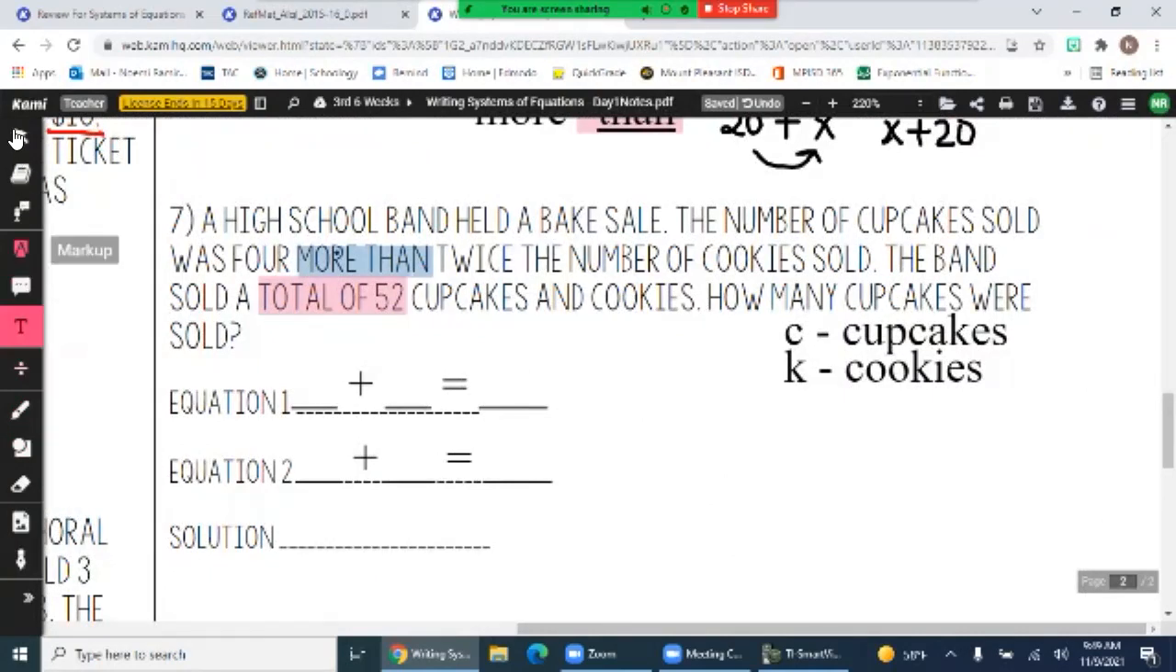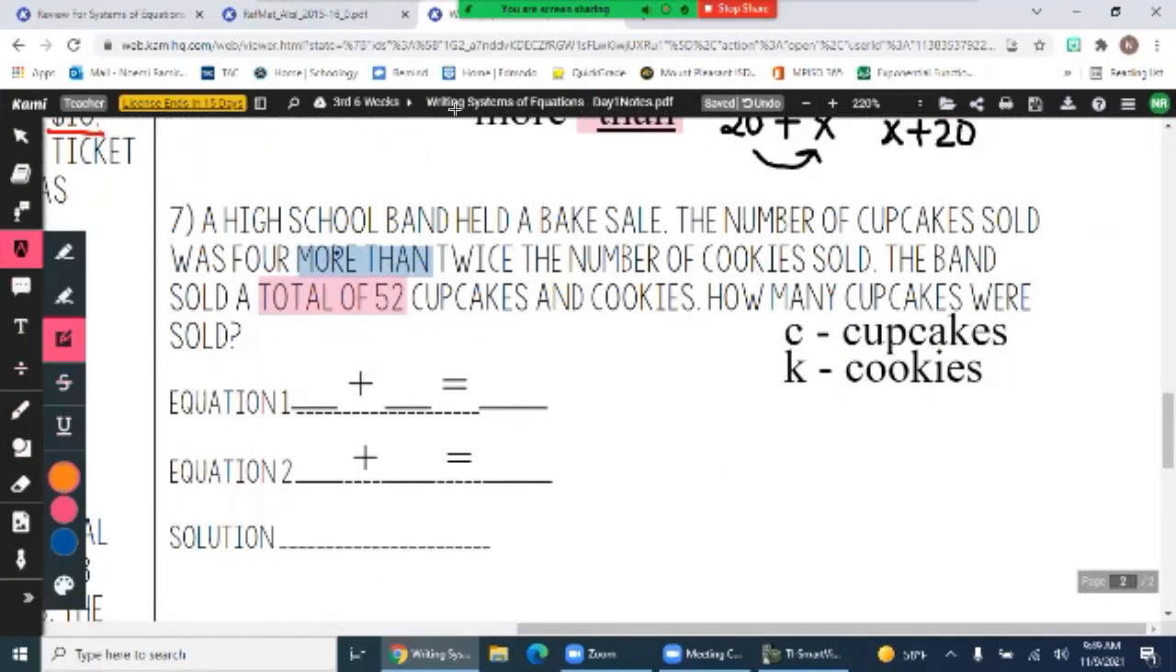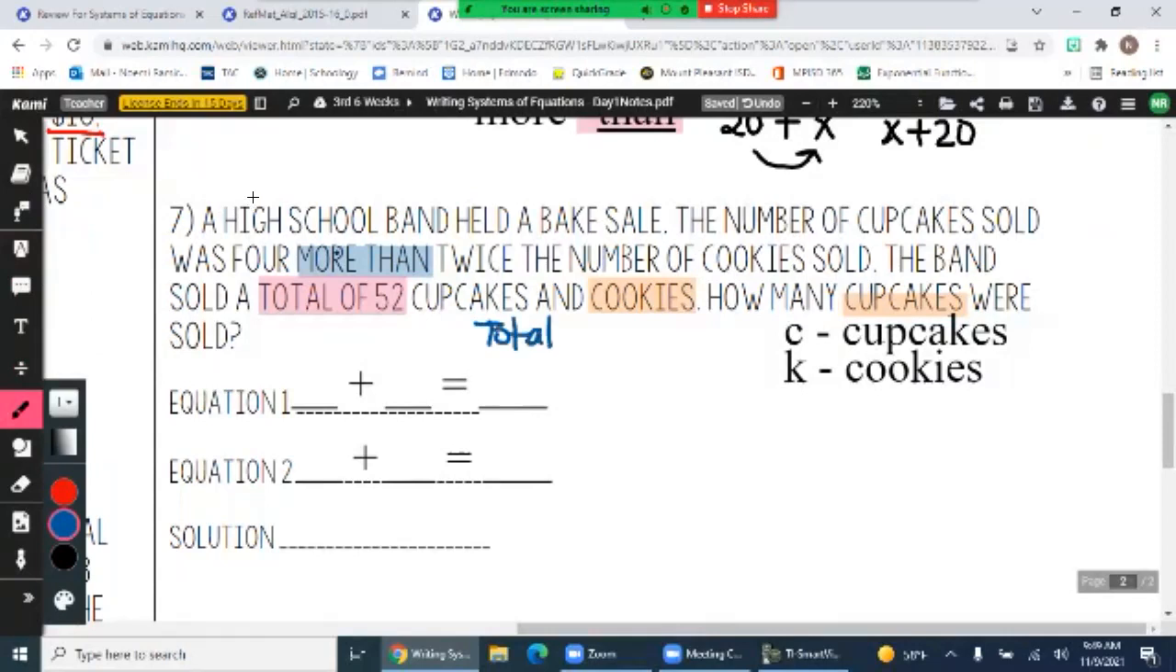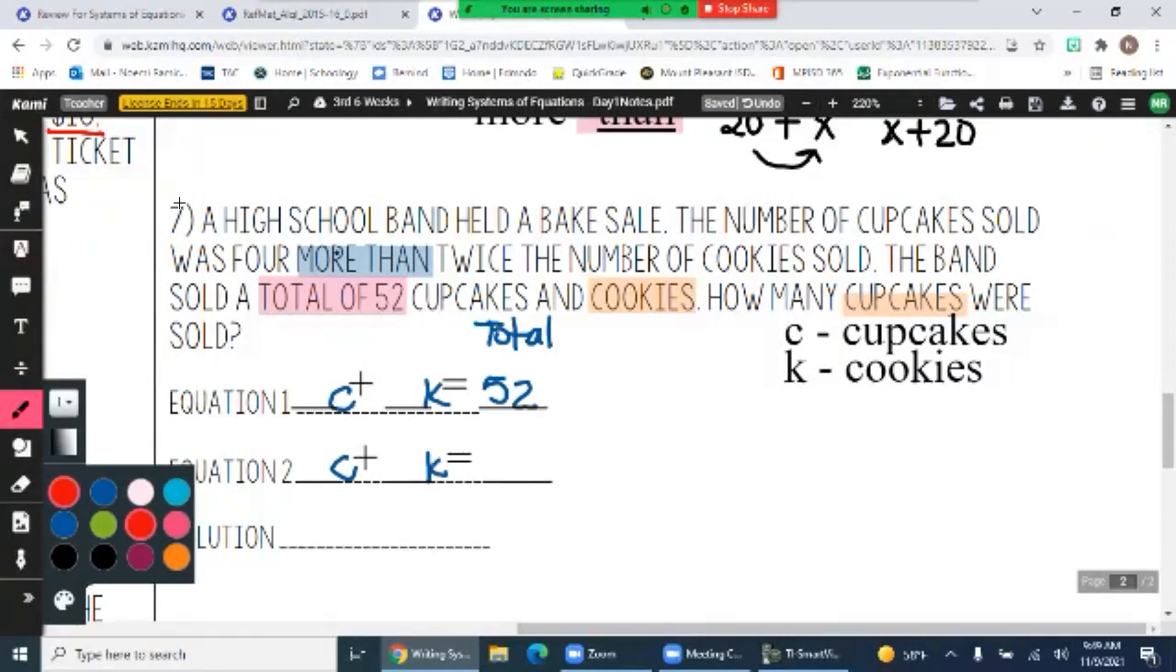Now we have our cupcakes and cookies. We know we're talking about cupcakes. How many cupcakes? It's in the question, and cookies right here. All right. So we only have one total. The total goes at the very end, 52. Now I don't know how many of each, C, K, C, K, so I'm going to put a 1 and 1.